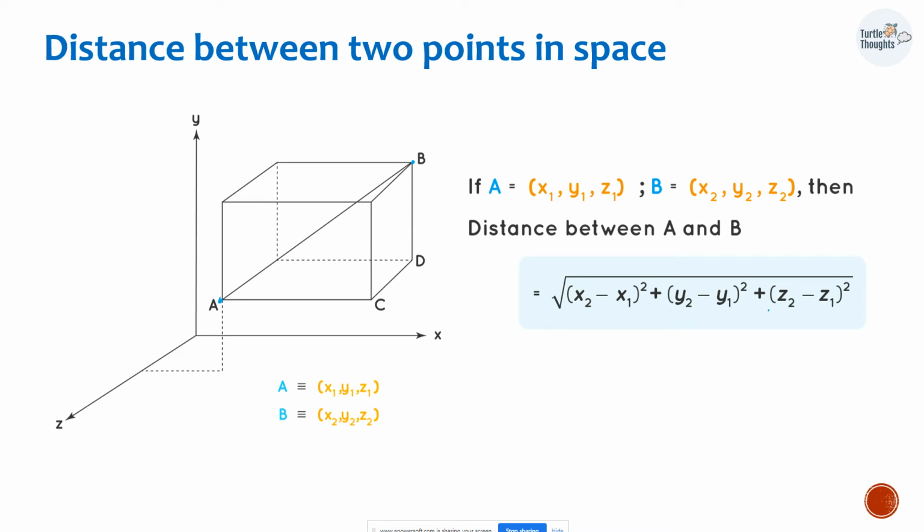The only difference between the 2D one and the 3D one is the addition of one more axis, right? If I remove this, the formula is nothing but the distance between 2 points in a plane. If I add the z coordinate also, it is going to be the distance between 2 points in space.